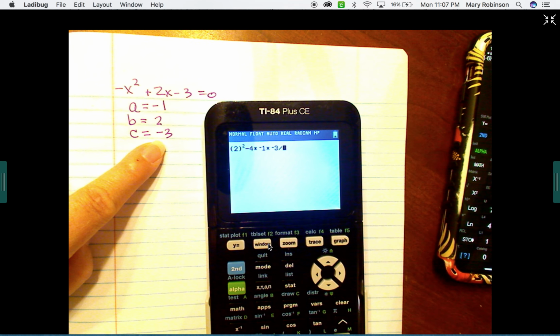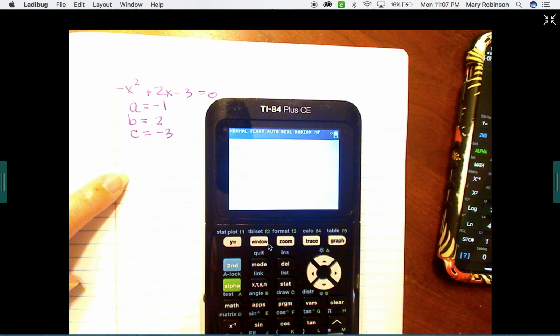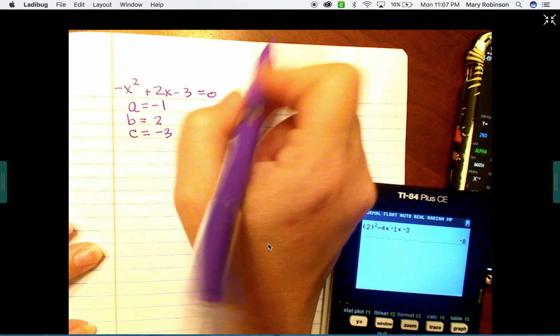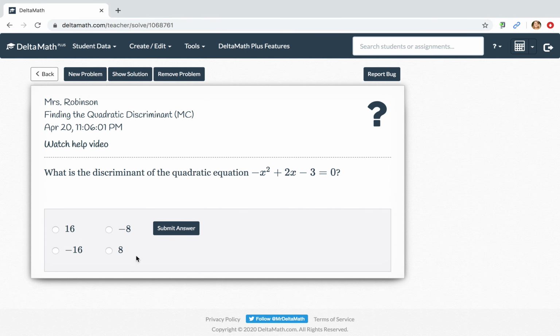There you go. Hopefully that's a little bit better. So again, B squared minus 4 times A times C, and I get -8. So since my discriminant is -8, we're going to go back here to Delta Math and type in choose, because the first 5 are multiple choice, -8, and submit our answer.